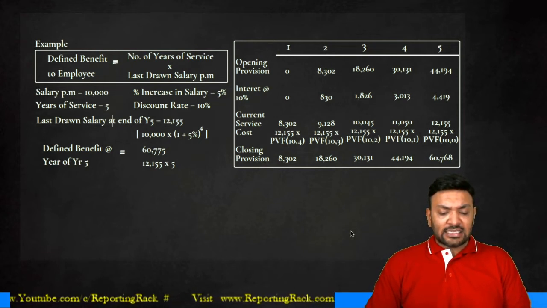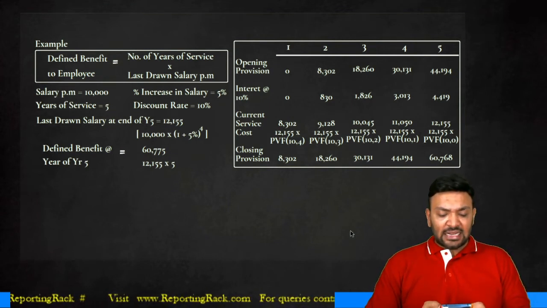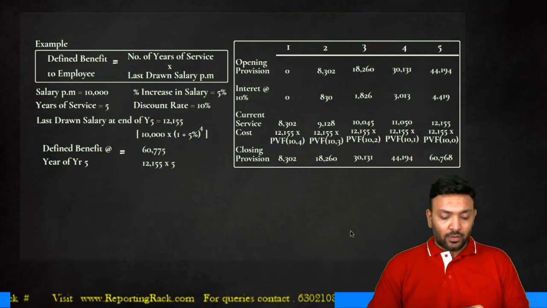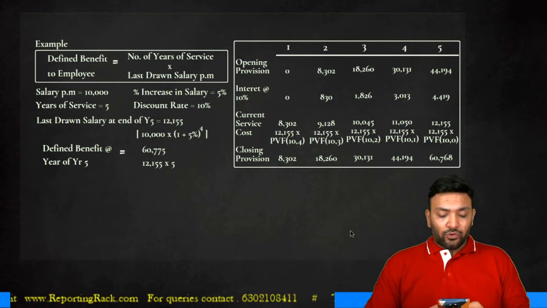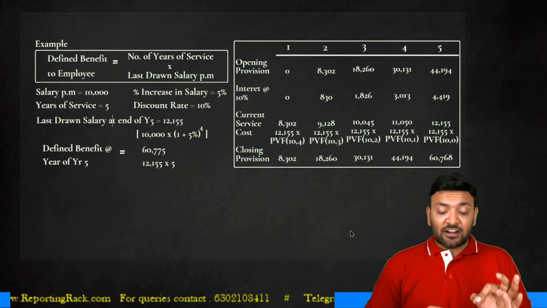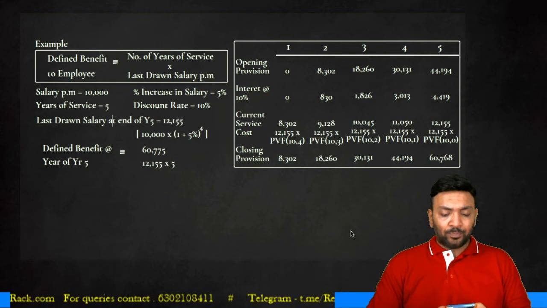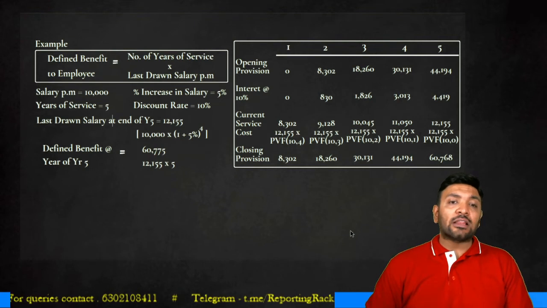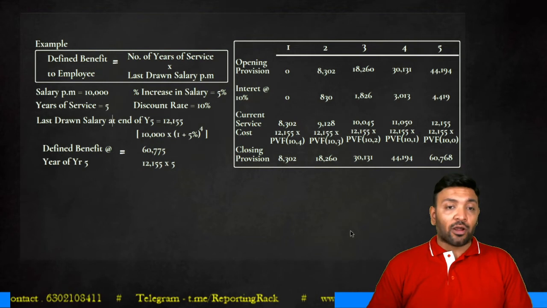10,000 now. Next year, how much will it be into 1.05? Next year, it will become 10,500. That is year 2 salary. Year 3 salary, 1.05 again multiply. Third year salary will become 11,025. Fourth year salary will become 11,576. Fifth year salary will become 12,155.0625, rounded off to 12,155. That will be the last drawn salary per month of the employee.